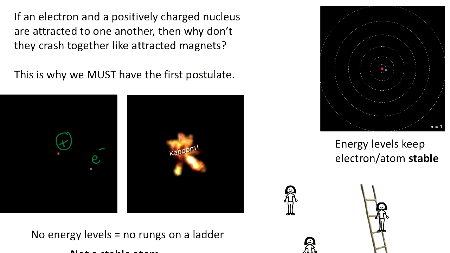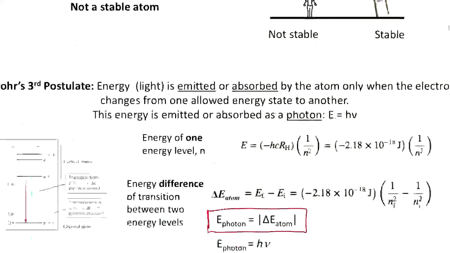Versus if I have energy levels there, if I have rungs on a ladder present, if I pull an electron up and drop it, then it'll stay stable on one of those energy levels, right? So this postulate just says that you need to have those energy levels in order for an electron to be stable on an atom. If they weren't there, then the electron would just go smashing into the center of your positively charged nucleus. All right, so let's talk about the third postulate, which is kind of the most important one.